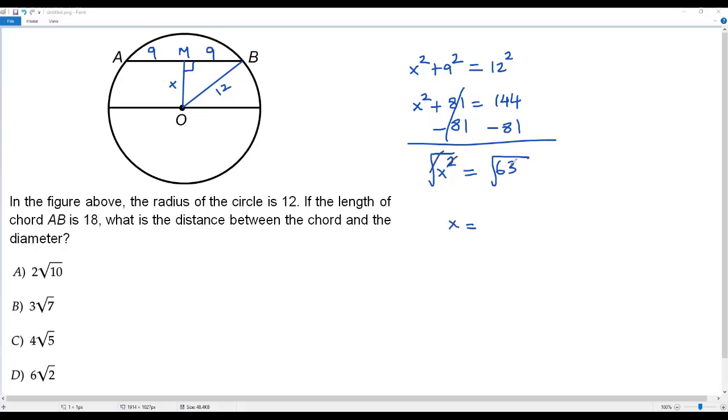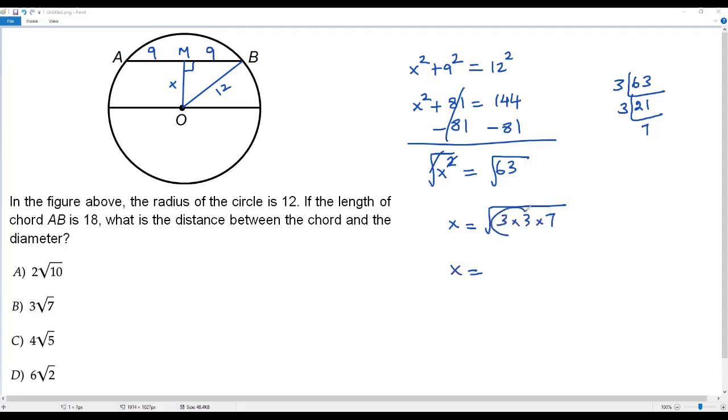x equals, okay, to simplify this one, I'm going to resolve 63 into its prime factors. 63 is a multiple of 3 because when I add 6 and 3, I get 9, and 9 is a multiple of 3. So 63 is divisible by 3. Let's divide by 3. 3 goes into 6 twice, and 3 goes into 3 once. 21 is a multiple of 3, so I can divide it by 3. 3 goes into 21 7 times. Since 7 is a prime number, I have to stop over here. So now 63 can be written as 3 times 3 times 7.